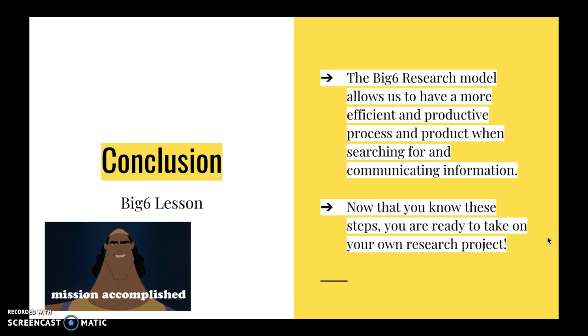All right, so now that you know these steps, I think you guys are off to a great start and are ready to take on your research project.